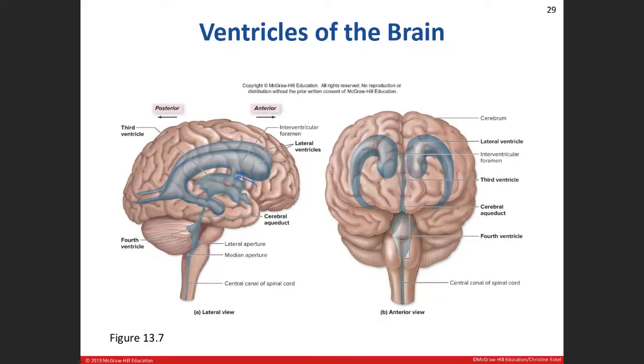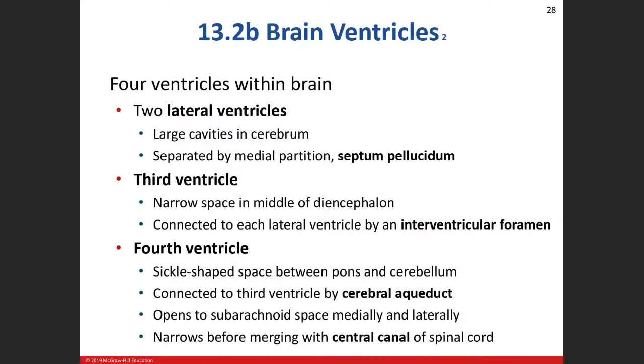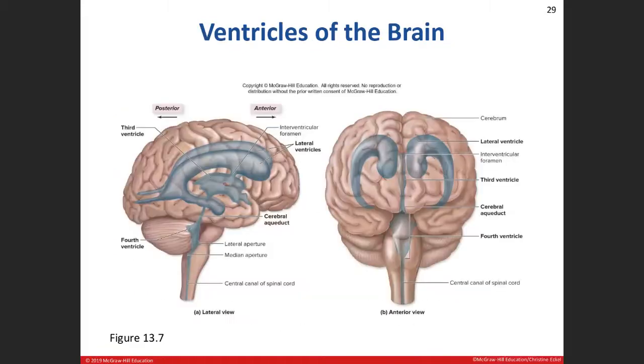Okay, so the lateral ventricles drain down here into the third ventricle. And then the third ventricle is going to drain into the fourth ventricle. The fourth ventricle basically sits right behind the cerebellum, and in front of the pons, right? And it's connected to the third ventricle. The structure that connects the third to the fourth is called the cerebral aqueduct. That's a big, long tube-like structure here.